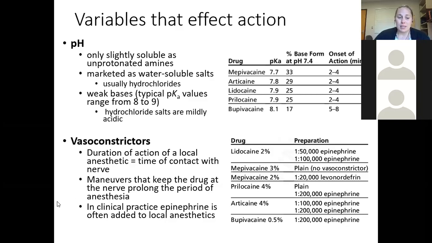Something we'll talk about pretty extensively today is the co-administration of local anesthetics with vasoconstrictors. Vasoconstrictors are obviously going to decrease the amount of blood flow to an area, and so what it's going to do is essentially decrease the flow of a local anesthetic out of the region of interest.